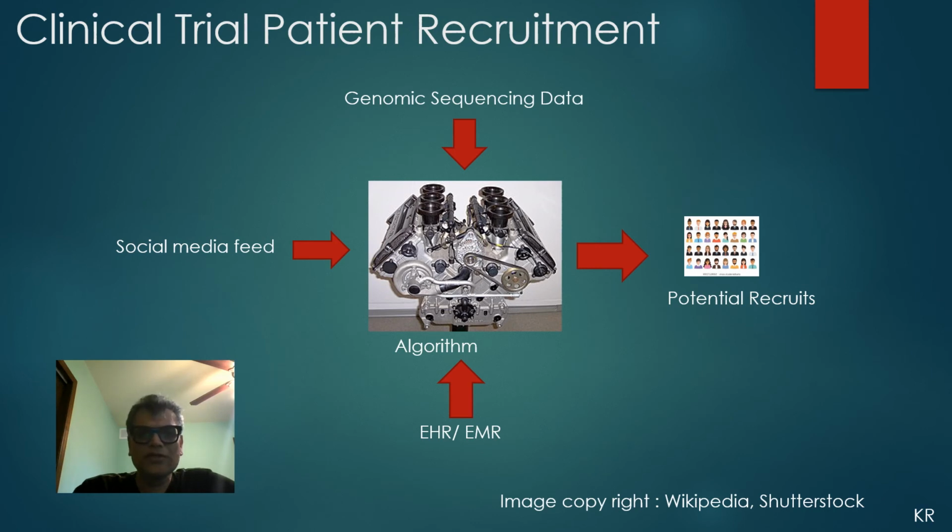We did talk about leveraging artificial intelligence for patient recruitment for clinical trials. Now that one has the genomic sequencing data that can be combined with EHR and EMR data, which is the electronic health records, and also information coming in from social media sources like patient portals and all of that, one can come up with algorithms to determine a potential list of recruits. This speeds up the process and also reduces the cost of clinical trials significantly.